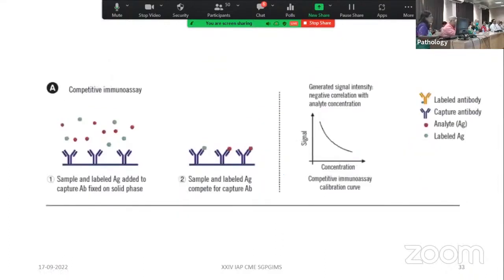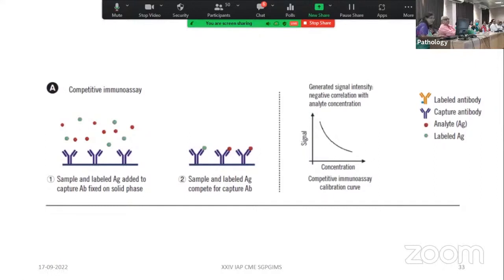This is in reverse to what happens in a competitive immunoassay, which is used for measurement of free T4, T4 and T3. Here, the sample and the labeled antigen both are added. This is a one-step method where they are added together. The antigen, labeled antigen and the analyte bind to the capture antibody, and then it is washed. And the labeled or the bound is stuck to this antibody and the reaction is read. So lower the reaction, higher is the concentration. It's the reverse of what we get in TSH.